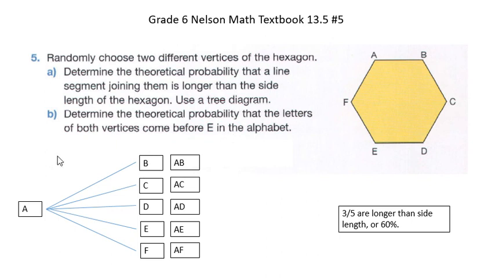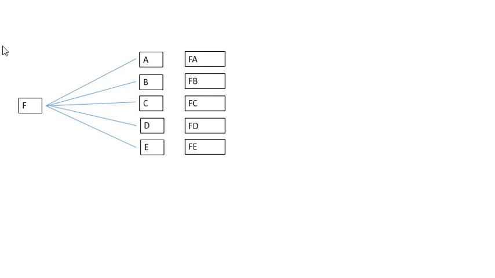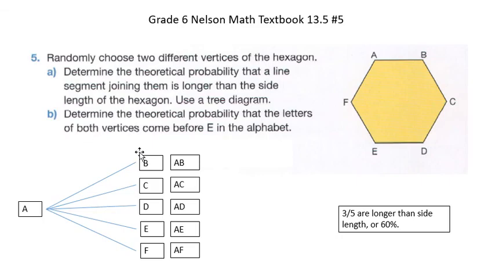So let's count them. Here's the tree diagram that has all the outcomes that begin with A. Here we have the tree diagram where all outcomes begin with B. Here we have all the tree diagrams where outcomes begin with C. Outcomes begin with D. Outcomes begin with vertex E. And outcomes begin with vertex F. Let's count them now. So remember, both letters must be before E in the alphabet.